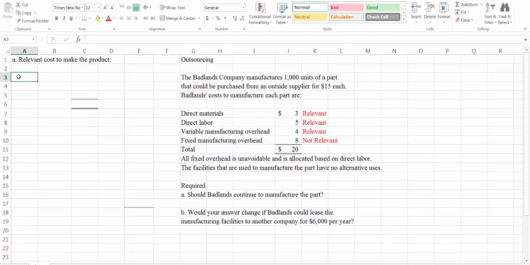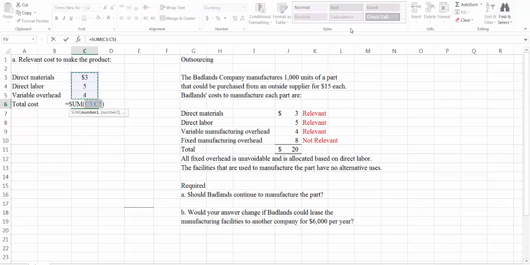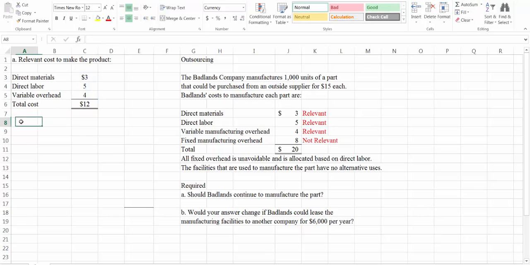All right, and we mentioned that our relevant costs consist of direct materials, and the direct materials are $3 a unit. We have direct labor, and the direct labor is $5 a unit. And then our variable overhead, which is $4 a unit. Okay, so our total cost is the three of those added together, which is $12 a unit. Our cost to buy, on the other hand, is $15 a unit.